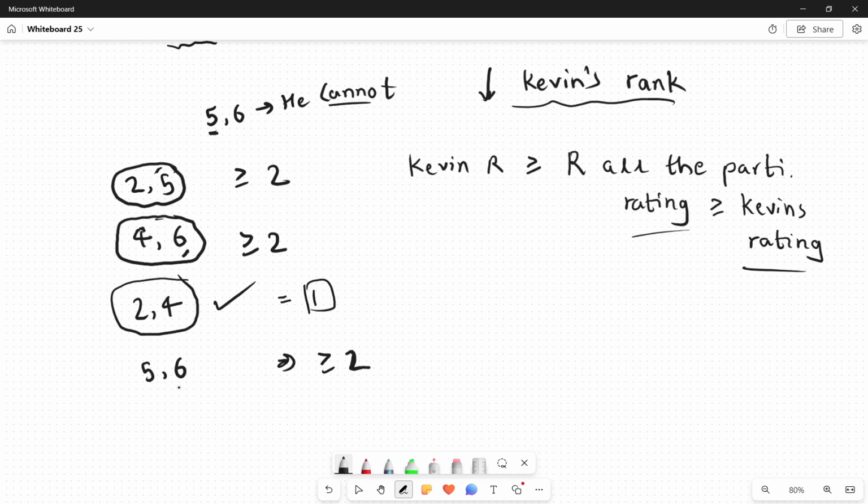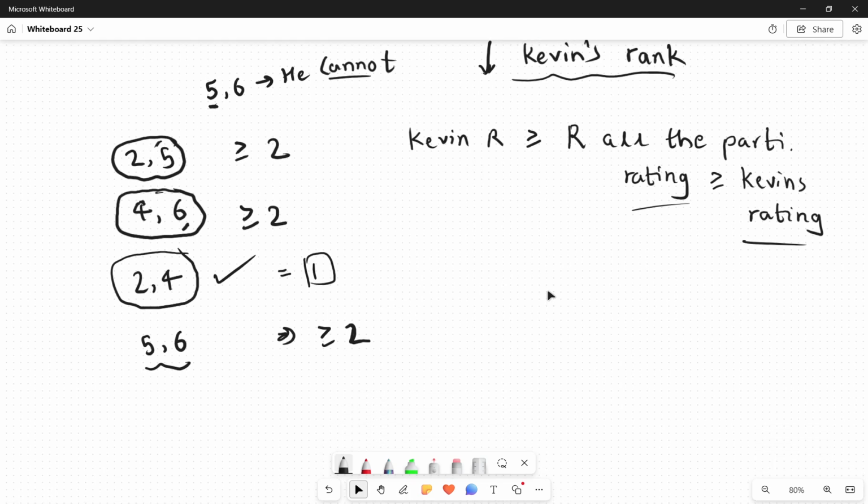And what about here? His rank will be greater than or equal to 2, given that some participant solves these problems in the contest. So I can see that if the problems that can be solved by Kevin are grouped in a single contest, then his chance of getting the minimum rank is increased. So this is observation number one.